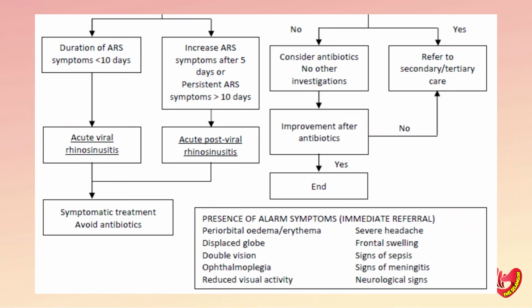If the ARS symptoms last less than 10 days, treat as acute viral rhinosinusitis with symptomatic care. If symptoms worsen after 5 days or persist beyond 10 days, it is likely acute bacterial rhinosinusitis. Provide symptomatic treatment and avoid antibiotics. If ABRS is suspected and the patient has 3 or more episodes per year, consider antibiotics. If no improvement, refer to an ENT specialist.